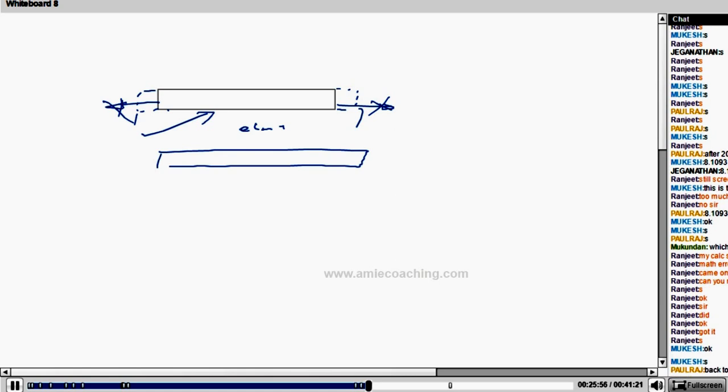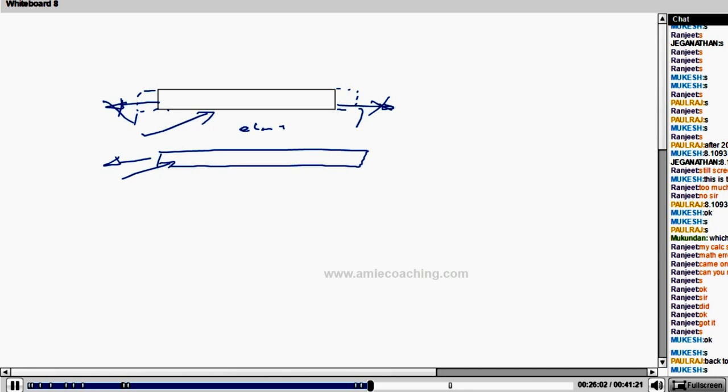Can all of you agree with that? If it is within the elastic limit, if I release the force, it will come back to its original condition. Got it? Then my question is, why does it come back?